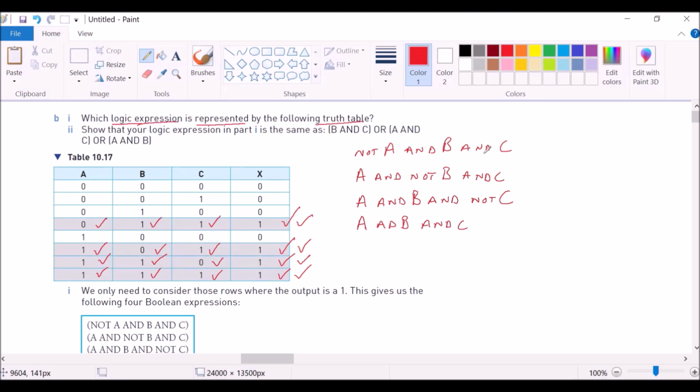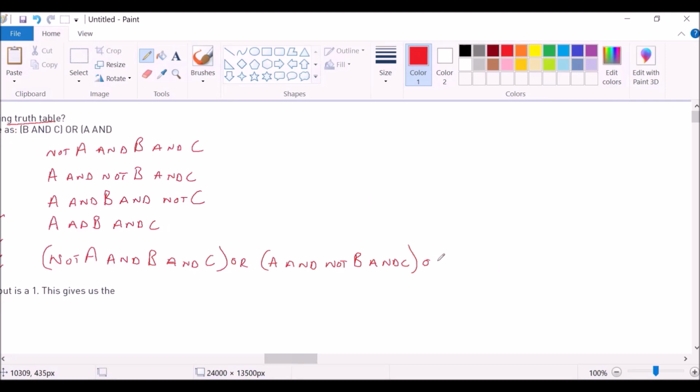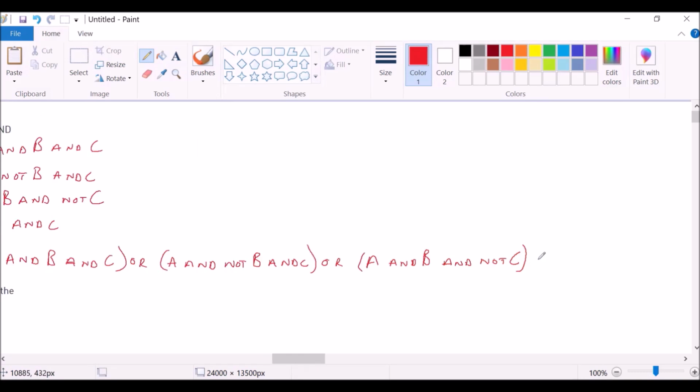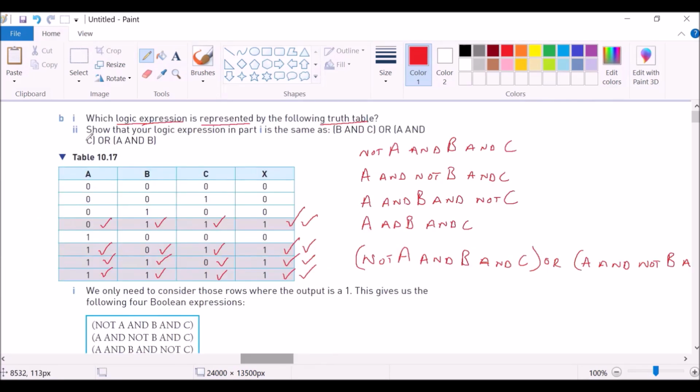So we connect these logic statements with an OR. And our final answer is not A and B and C, or A and not B and C, or A and B and not C, or A and B and C. Then we go to 2.